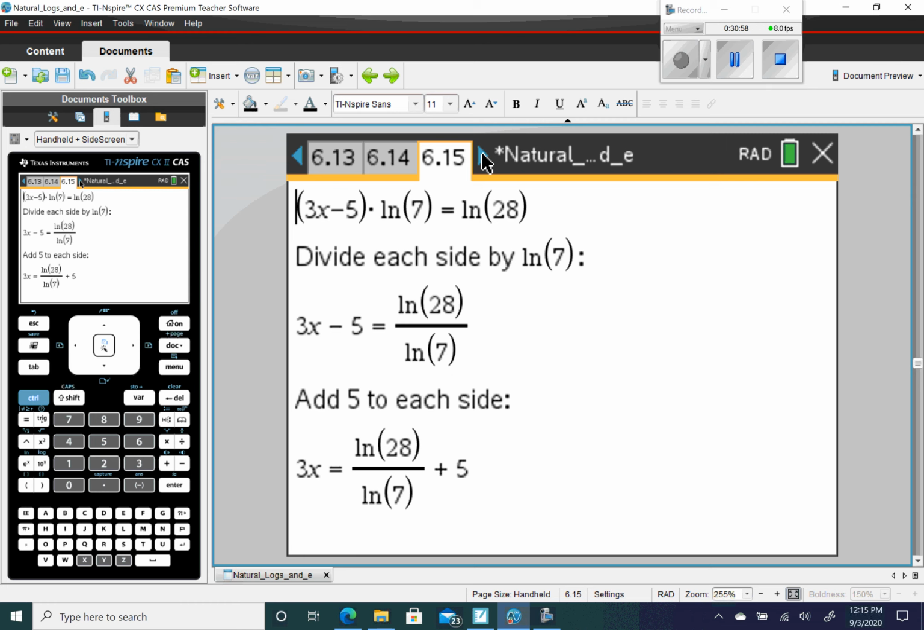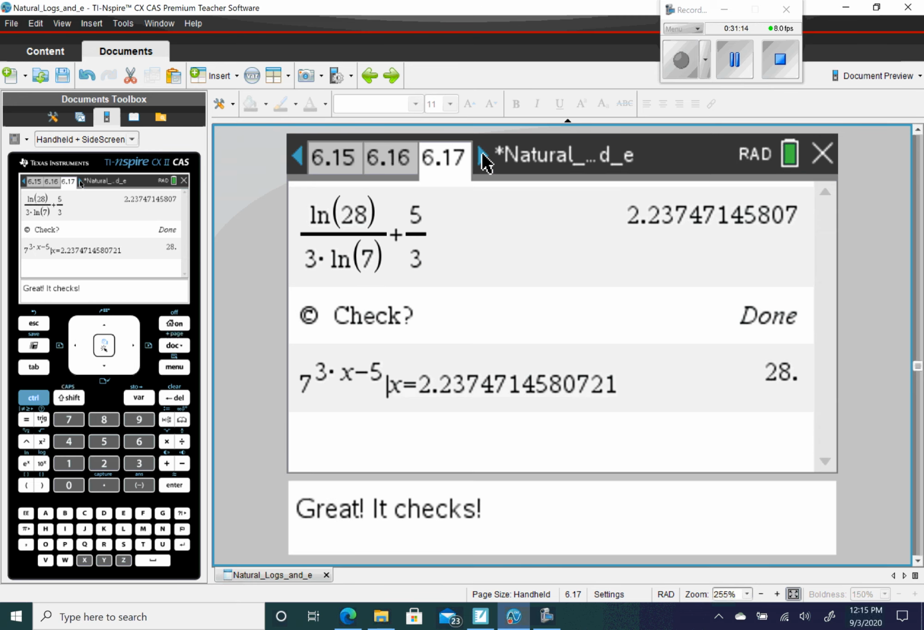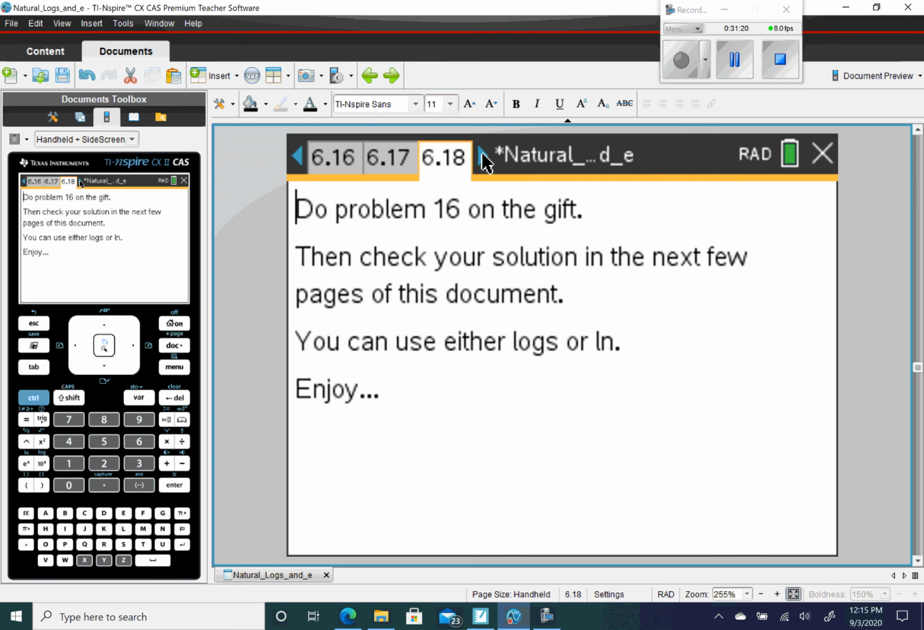Again, very important to note the steps here to solve for x, as well as how to write our exact answer. Pause the video, do number 16.